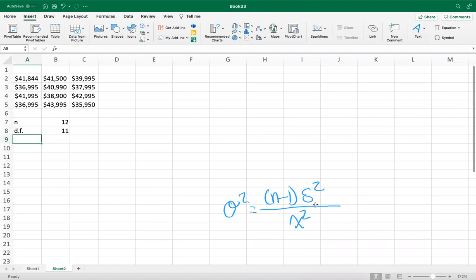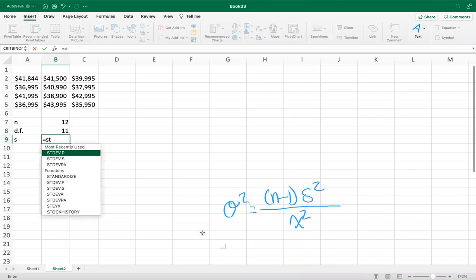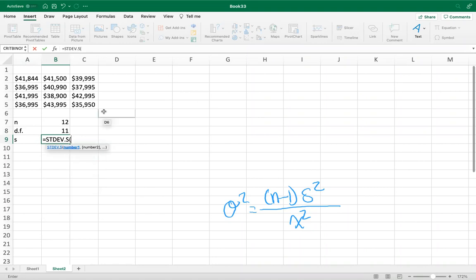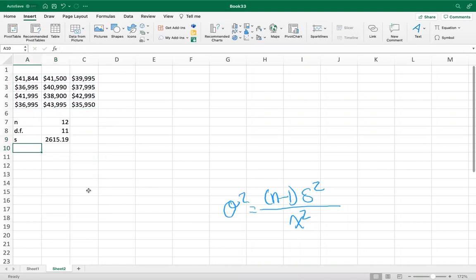So now we have N minus 1. We need S squared. So let's look for our standard deviation. Standard deviation is going to be equal to STDEV of the sample. And just take the standard deviation of this sample. Cool. Chi squared. So now we need our chi squared left and chi squared right.